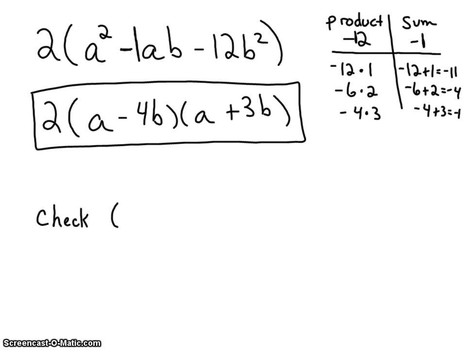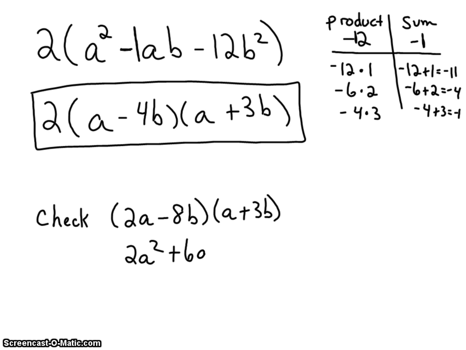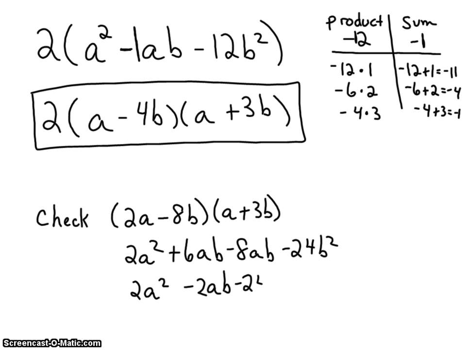So we'll now have 2a minus 8b times a plus 3b, which, if we use FOIL, 2a times a is 2a squared, 2a times 3b is plus 6ab, minus 8ab, minus 24b squared. Combining the middle like terms, we have 2a squared minus 2ab minus 24b squared, which is, in fact, the original trinomial. Therefore, we know our answer is correct.